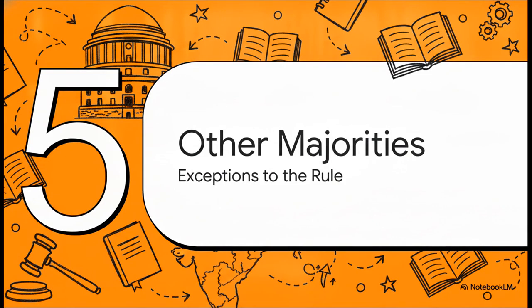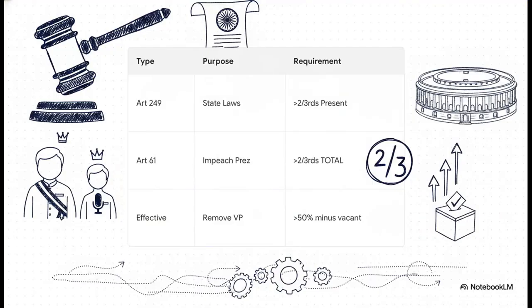Section 5. Other crucial majorities. Exceptions to the rule. Now, while we're crunching the numbers, there are a few other rare major majorities tucked away in the Constitution that you absolutely should know about. These aren't technically Article 368 amendments, but they are some of the most dramatic moves Parliament can pull off. Just look at Article 61, the impeachment of the president.